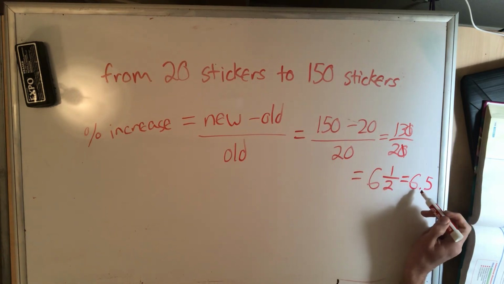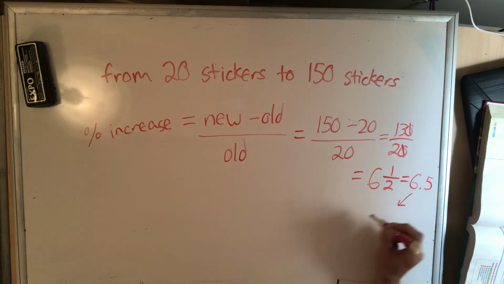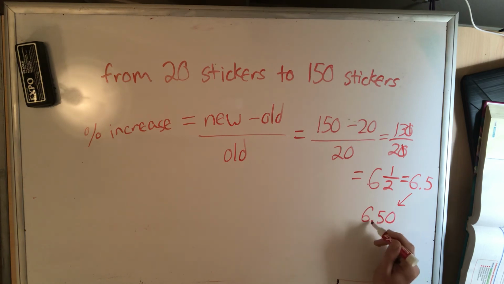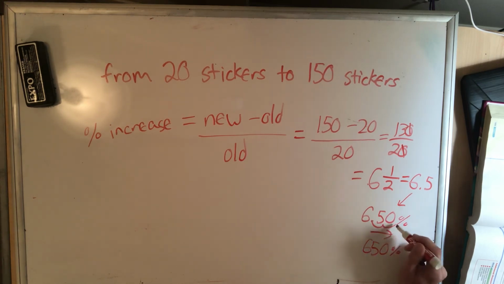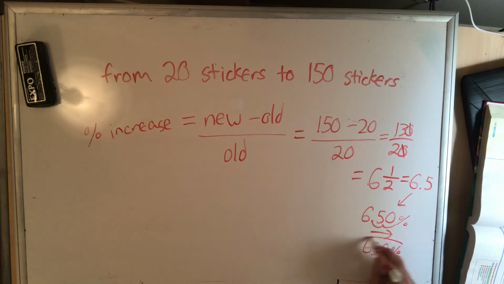And then to convert from a decimal to a percent, move the decimal point 2 places to the right. If you run out of digits, put as many zeros as you need. 1, 2. That's 650%. Once the decimal point is at the end of the number, you don't need it anymore. So it was a 650% increase, going from 20 stickers to 150 stickers.